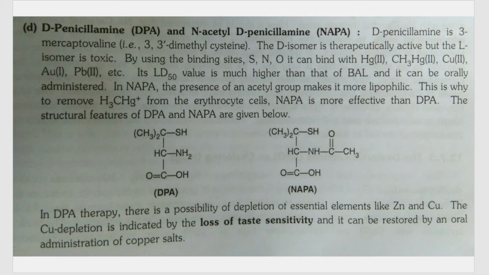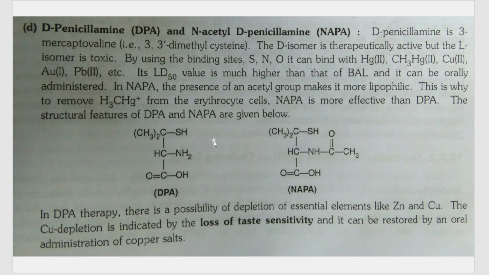So next is D-penicillamine. D-penicillamine is 3-mercaptovaline, and its D isomer is active but the L isomer is toxic. So this happens many times that one isomer will be active and will act as a drug, whereas the other isomer will actually be toxic to the body. So this is the D isomer which is used as a drug. You should know to draw the structure of BAL as well as D-penicillamine.